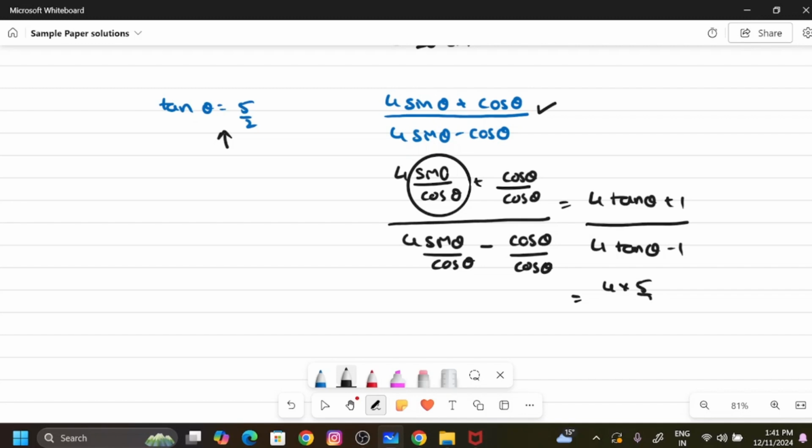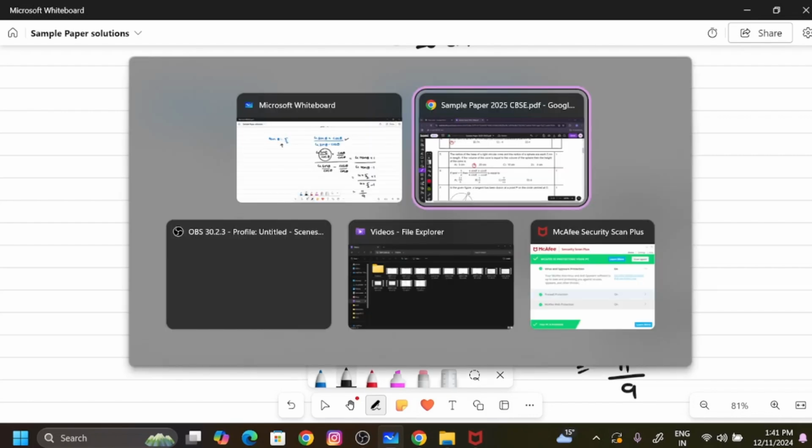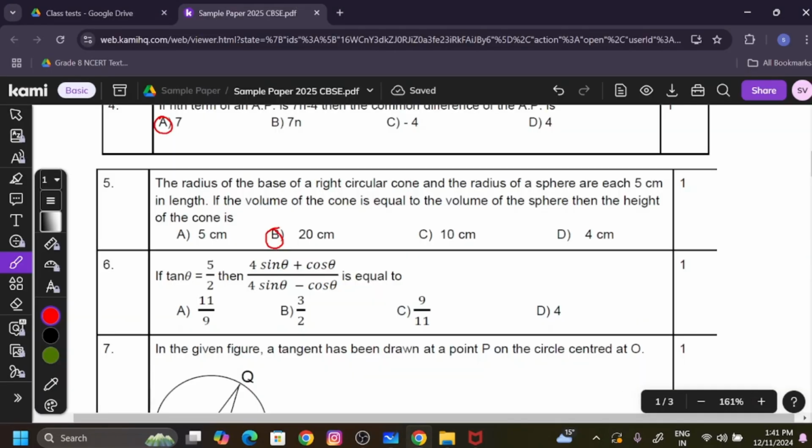4 times 5 by 2 plus 1, by 4 times 5 by 2 minus 1. So this becomes 10 plus 1, 11, by 10 minus 1, which is 9. So our answer should be 11 by 9, which is option A.